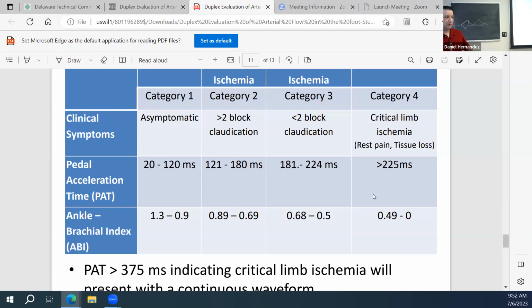So the longer or higher the acceleration time, the more significant the disease, and that's the side that has the disease. In essence, they want you to recognize that acceleration time has to do with tardus parvus, with that delayed acceleration, and indicates the presence of disease. That's the main takeaway that the board exams want you to understand and be able to wrap your head around.